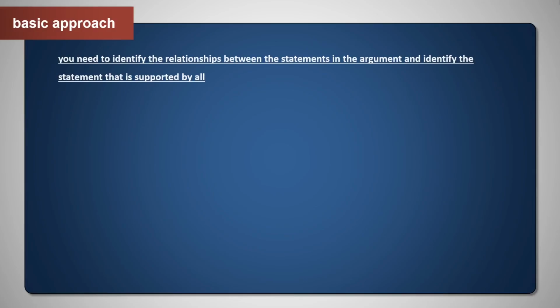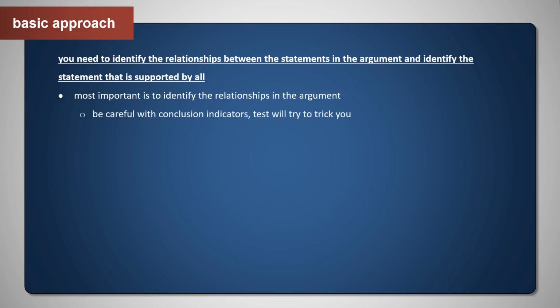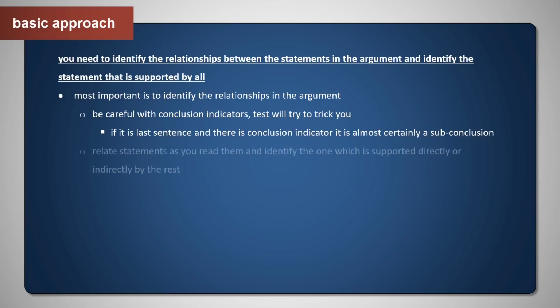In terms of the basic approach, you need to identify the relationships between the statements in the argument and identify the statement that is supported by all. So the most important thing is to identify the relationships in the argument. You want to be careful with the conclusion indicators, though, because the test will try to trick you. If it's the last sentence and there's a conclusion indicator introducing that sentence, it's almost certainly a sub-conclusion, not the overall conclusion. So you want to relate the statements as you read them and identify the one which is supported directly or indirectly through other statements by the rest of the statements.